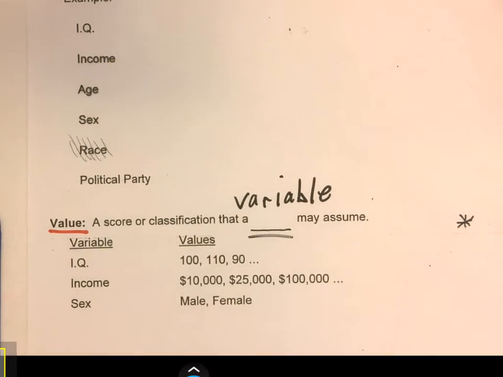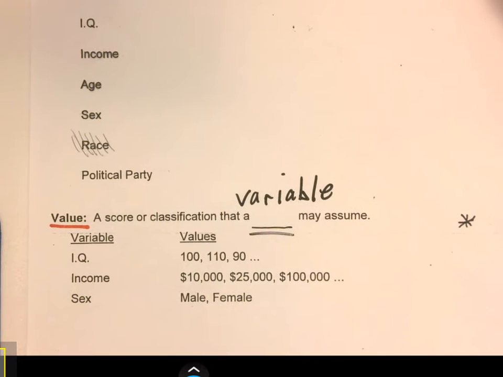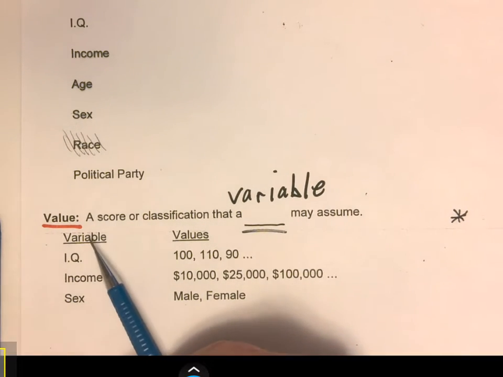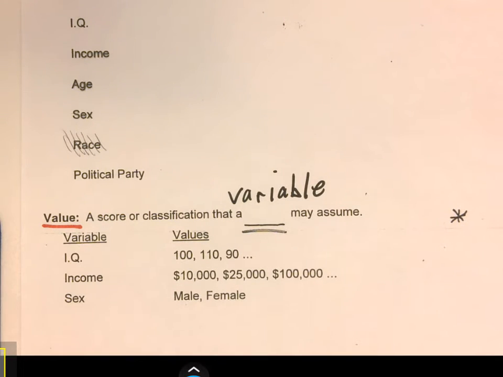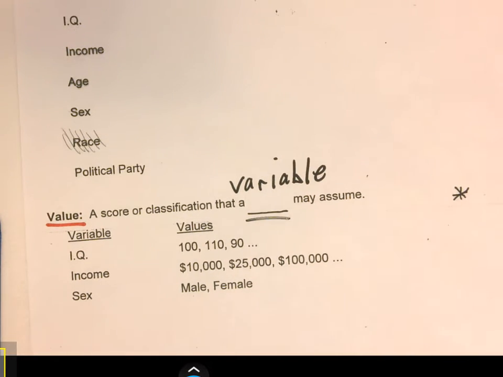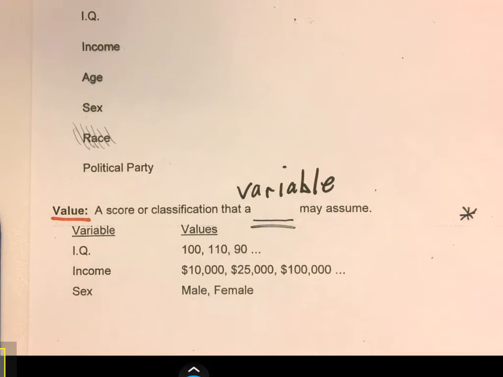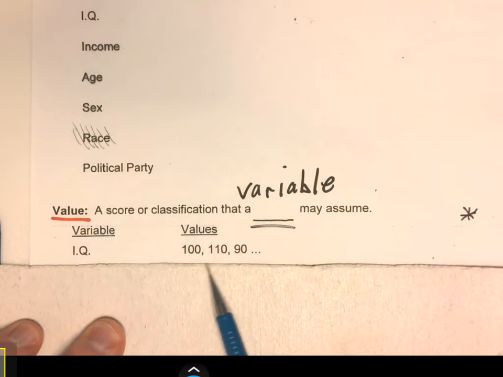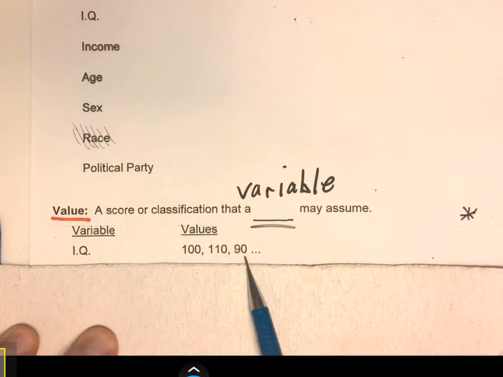And in fact, that brings up our very next term in this mini chapter. Next term is value. Definition for value. Value is a score or a classification that a variable may assume. For example, let's think about that variable IQ that I talked about a minute ago. I said that your IQ might be 100, it might be 110, it might be 90.